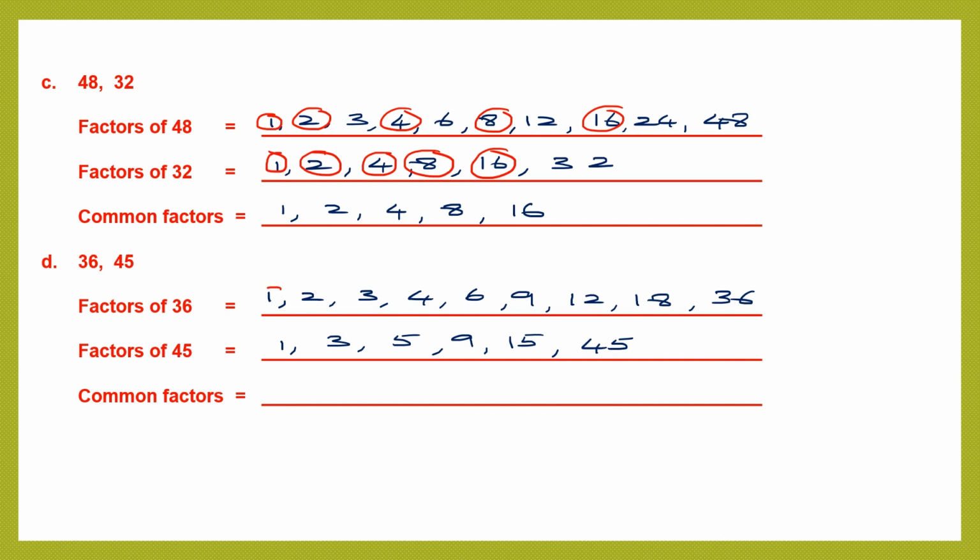The common factors are 1. Then we have 3. Then what do we have? We have 9. That's it. So 1, 3 and 9 are the common factors. So these are the 3 common factors. Let's write it down. 1, 3 and 9 are the common factors.